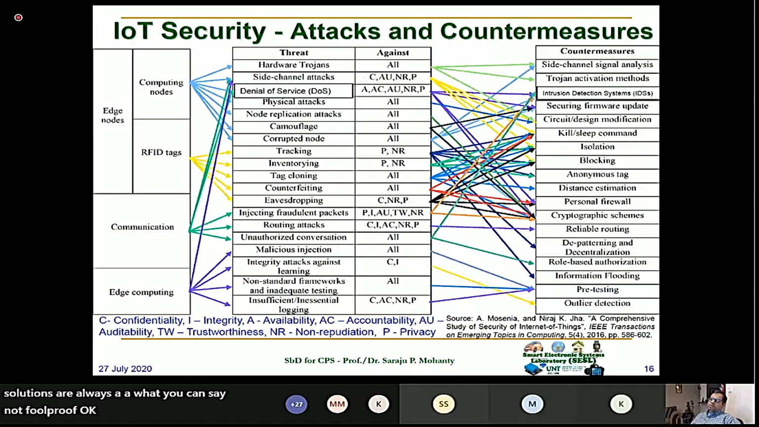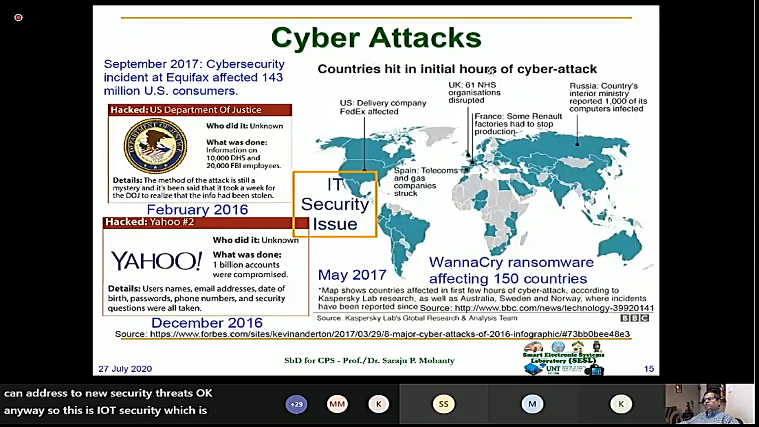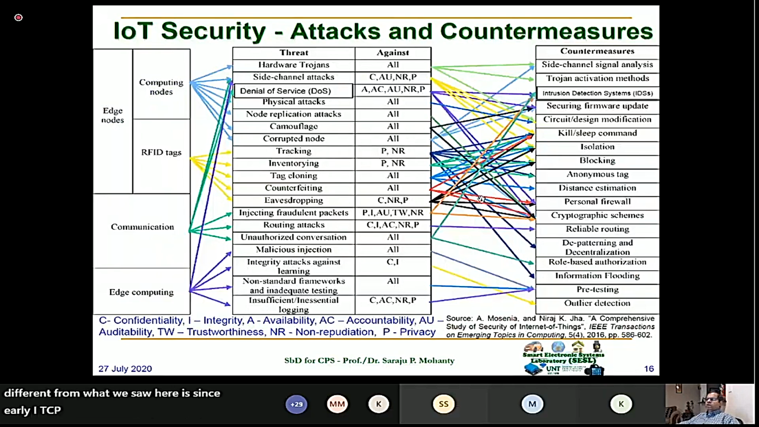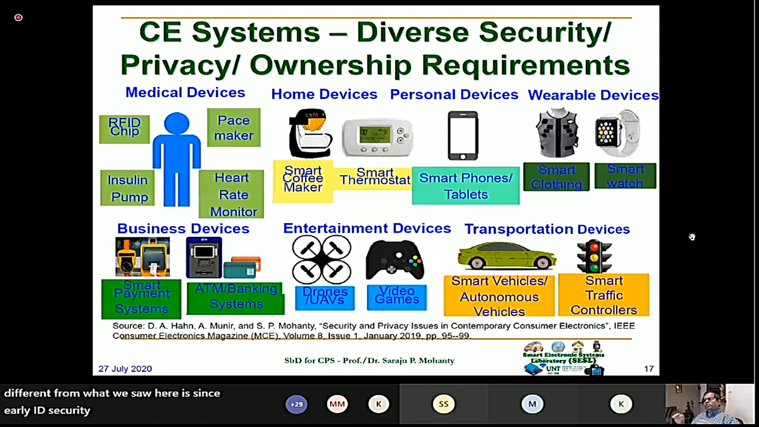So that's why this is a competition between new threats coming and the different solutions we give, which are better than what exists, as well as can address new security threats. Anyway, this is IoT security, which is different from what we saw here, essentially IT security. Now, from the IoT security point of view, when I go into a little more detail, I look at the devices that we have.